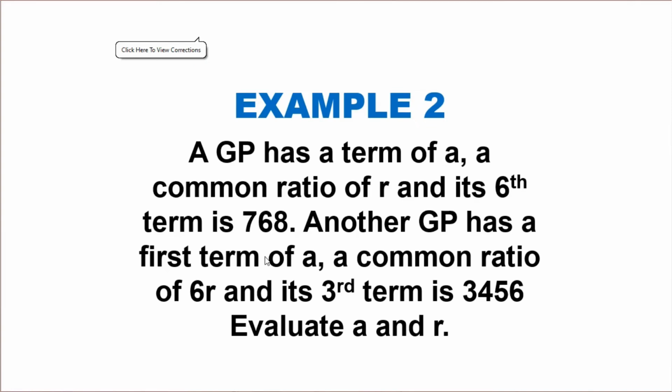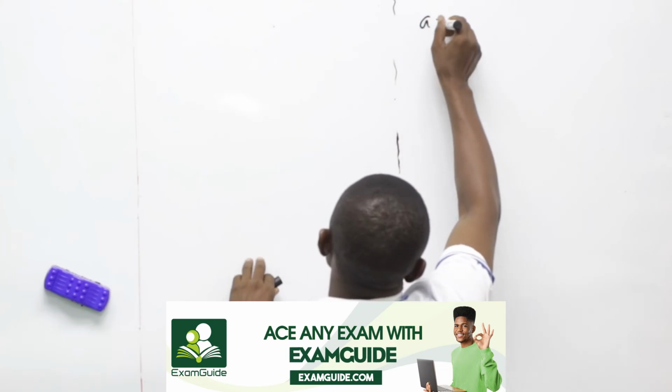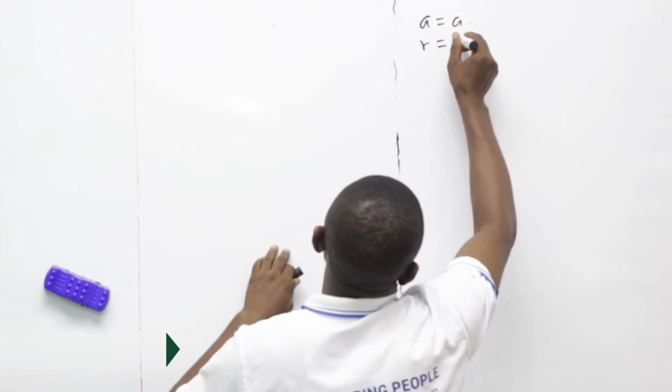Another question: a GP has a first term of A, a common ratio of R, and its sixth term is 768. Another GP has a first term of A, a common ratio of 6R, and its third term is 3,456. Evaluate A and R. Okay, a GP has a first term of A, that is first term of a given GP equals A, while common ratio is what? R.